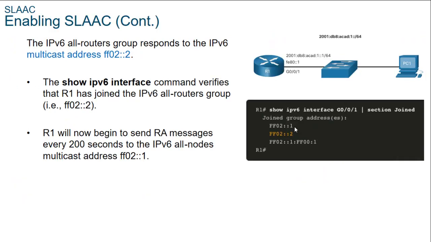The IPv6 all routers group responds to the IPv6 multicast address of FF02::2. Here, we see that the command show ipv6 interface, in the join section, shows that this particular group, the IPv6 all routers group, is there. R1 will now begin to send RA messages every 200 seconds to the IPv6 all nodes multicast address FF02::1.